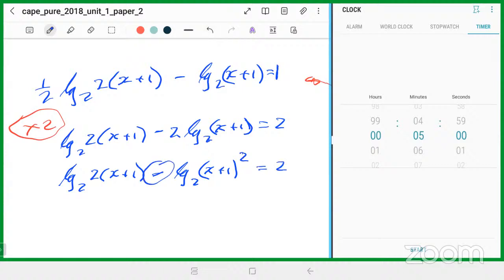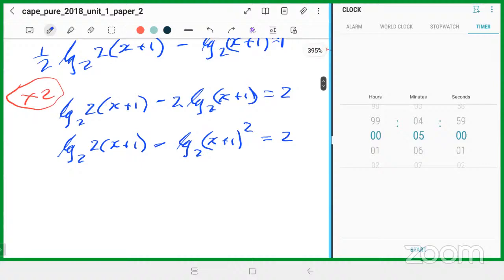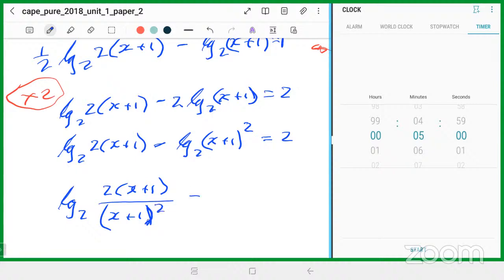This minus means that I'm dividing this by that. I'm taking the log. So I'm gonna get log to base 2 of this divided by this, which becomes 2 into x plus 1 over x plus 1 squared. And that's all equal to 2.